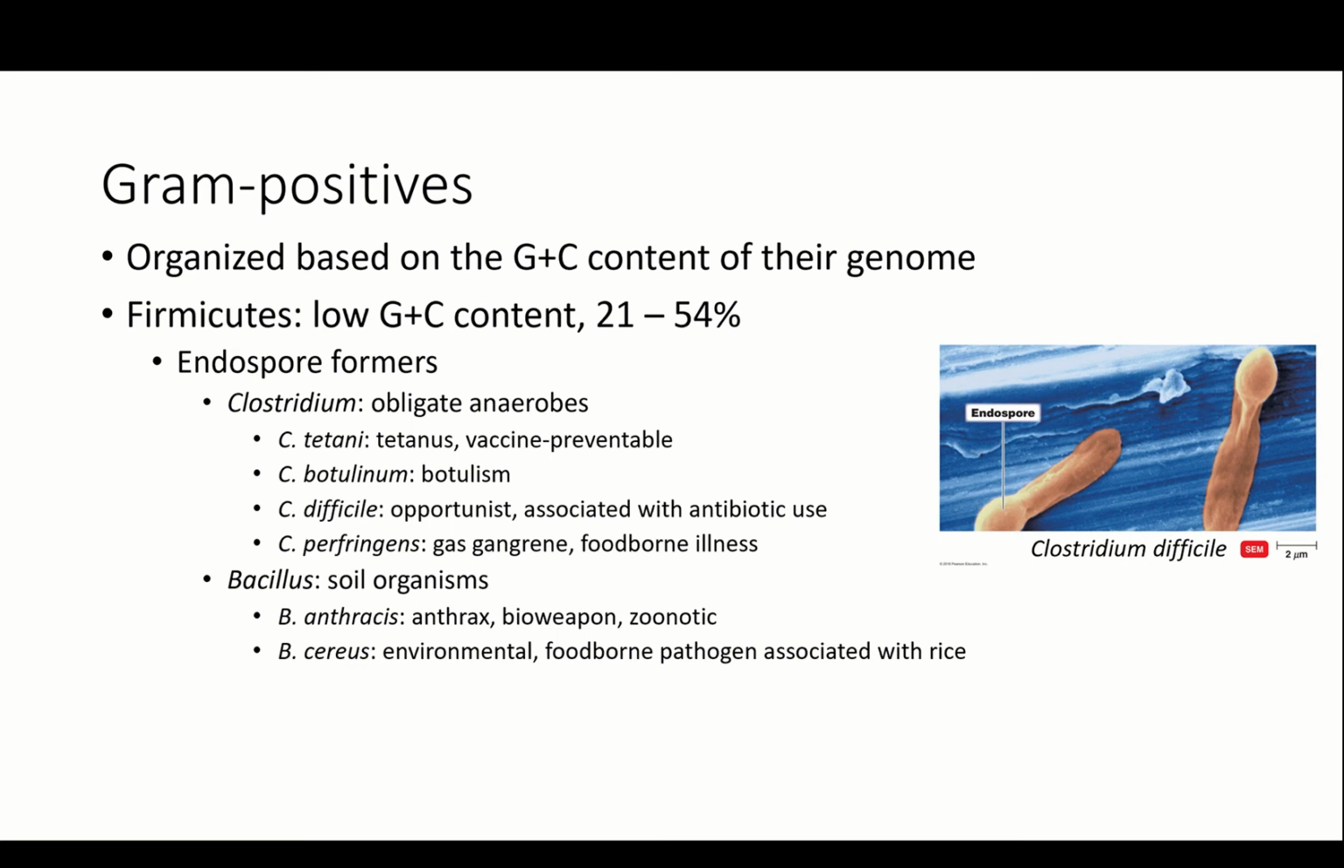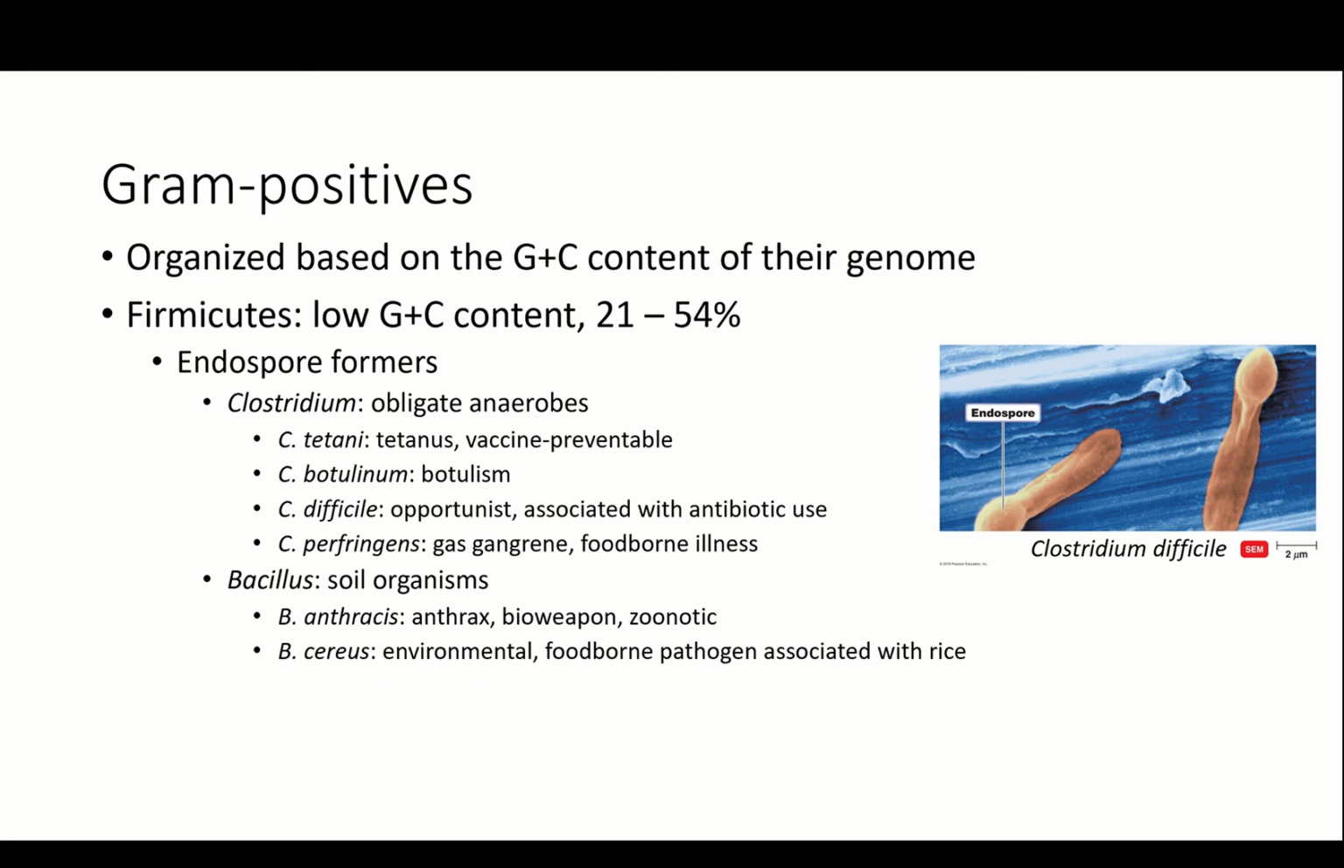These organisms are going to be organized based on the GC content of their genome. So we'll have two subdivisions within this. We have what's called the firmicutes, which have a low GC content, and there will be another group of organisms that we'll talk about going forward in a little bit.